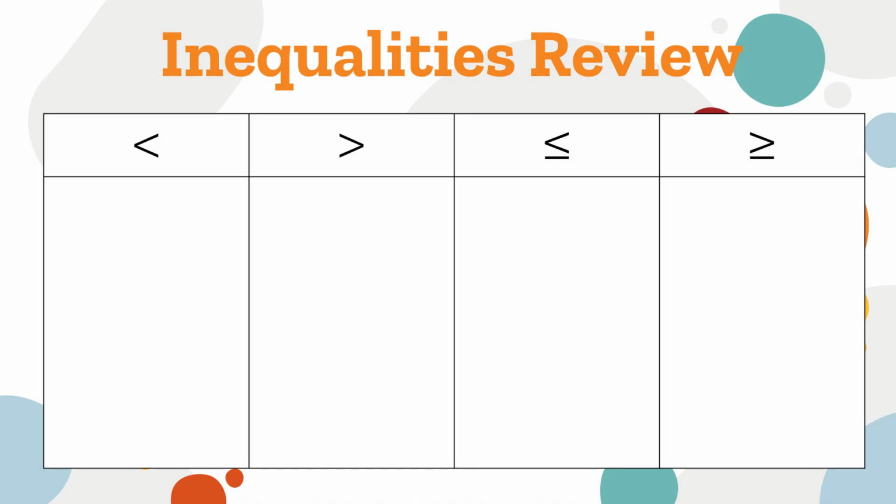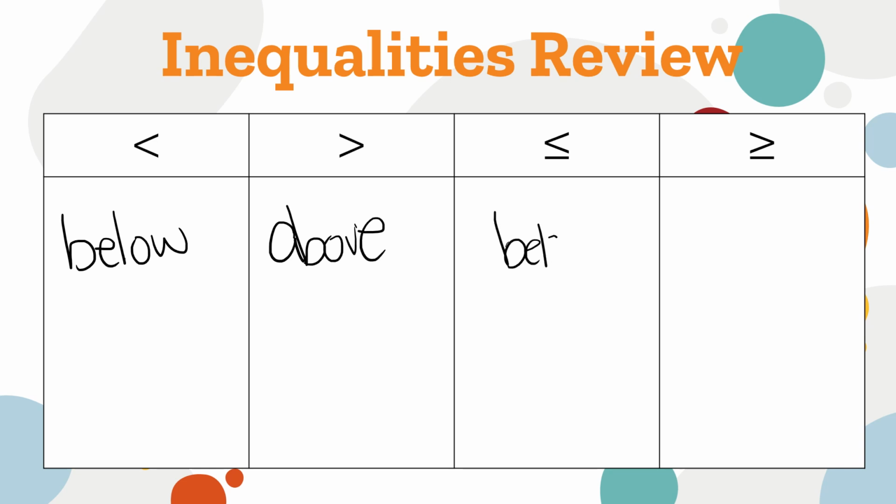Alrighty, first let's do a little bit of review of inequalities, specifically graphing inequalities. Remembering that less than points left, and generically, that is when we shade below our line. If it's greater than, that would be above our line. Less than would be below. And greater than would be above.